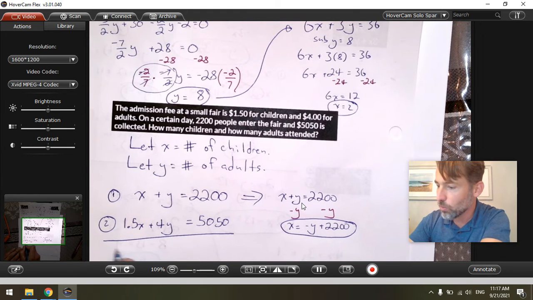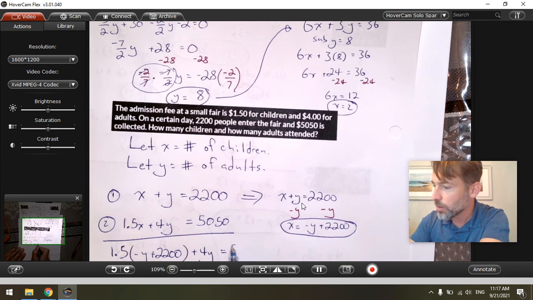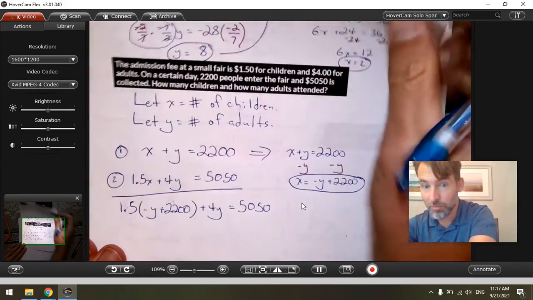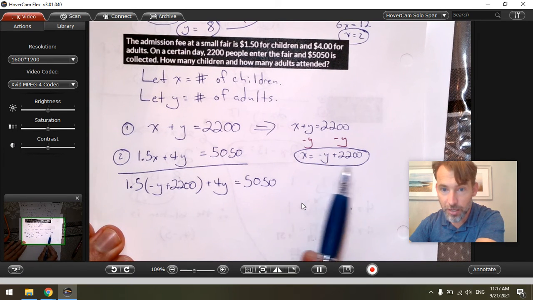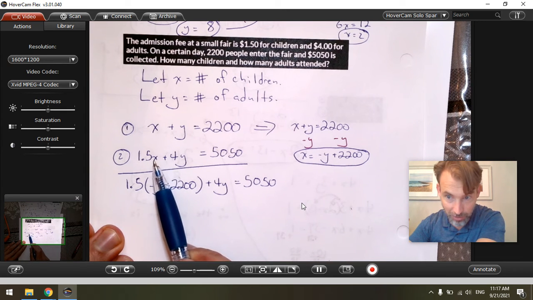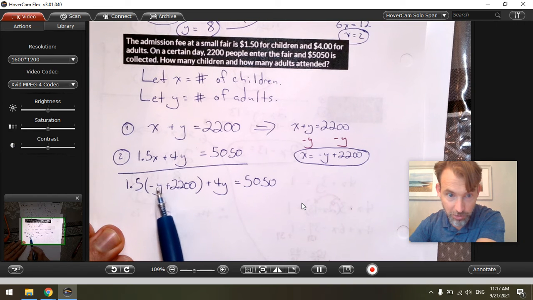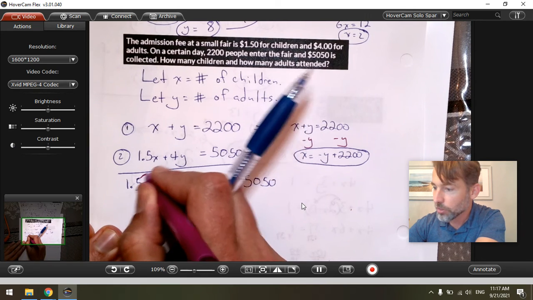So I know what x is. So 1.5 multiplied by negative y plus 2,200, plus 4y equals 5,050. Oh, I'm way down at the bottom of my camera. So there we go. Now this is the new equation I got by taking my value of x from the first equation and substituting it into the second equation. Put it in for x. See how I substitute it into brackets. Now I'm going to expand that out by multiplying by that term and that term.